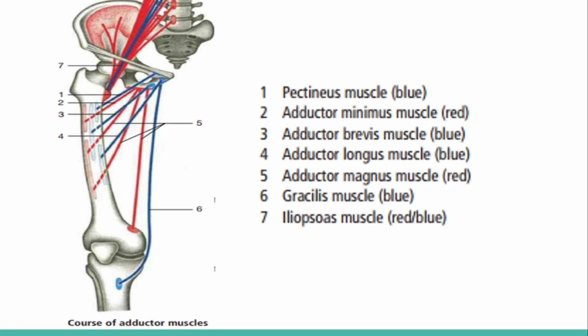The obturator externus muscle is not indicated here, but it arises from the whole of the obturator membrane and from the anterior bony margin of the obturator foramen, and it inserts into the trochanteric fossa located posteriorly on the upper part of the femur.